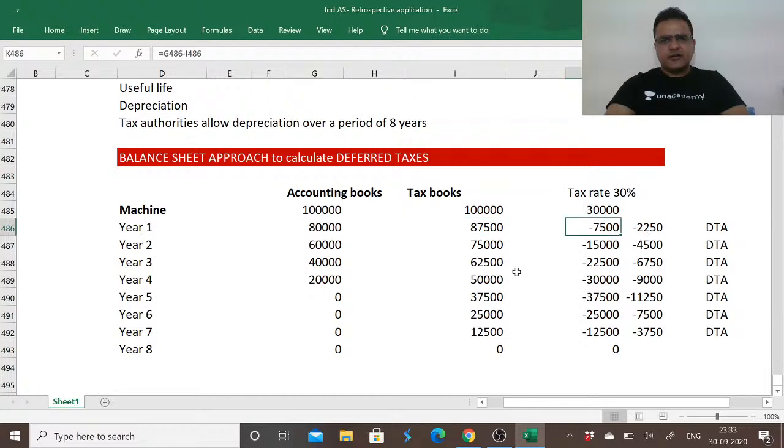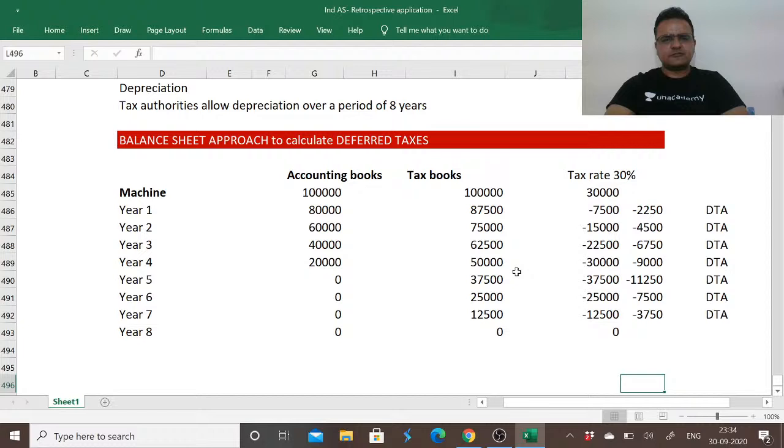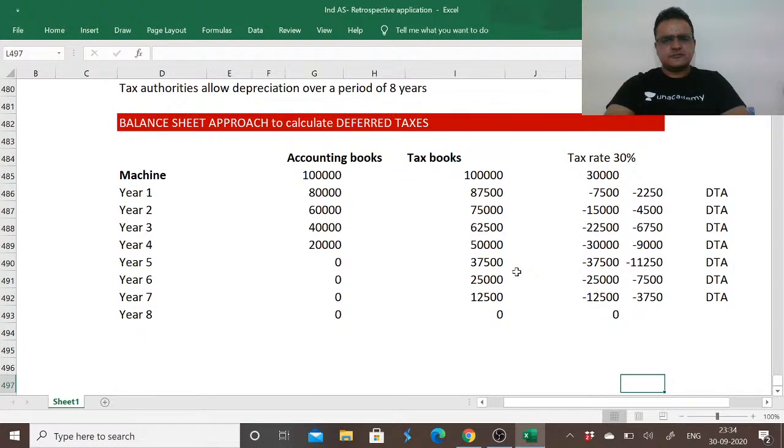Not allowing deduction of 7,500 resulted in creation of a deferred tax asset of 2250, resulting in total DTA reaching 4,500. And then suddenly it started allowing deduction of 7,500, resulting in a reversal of DTA. So this is how we deal with the balance sheet approach in case of an asset.